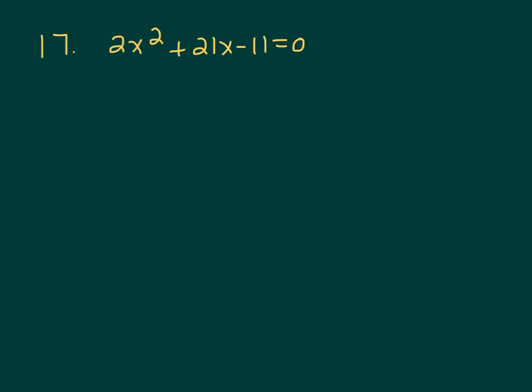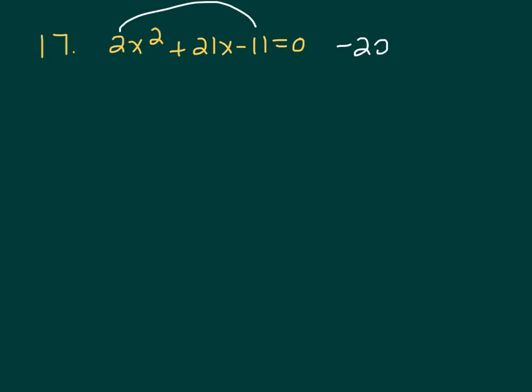Number 17, 2x squared plus 21x minus 11. Again, a is not equal to 1, so we're going to factor by grouping. You can guess and check here because it has to be 2x and x. Now last one, 6x squared, had either a choice of 6 and 1 or 2 and 3, so that was a lot more complicated to do by guess and check. So factor by grouping never fails.